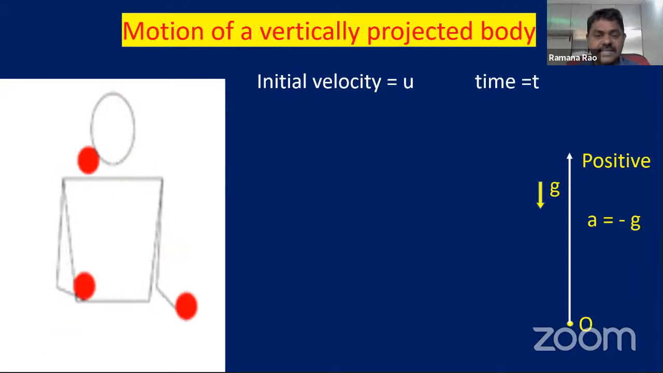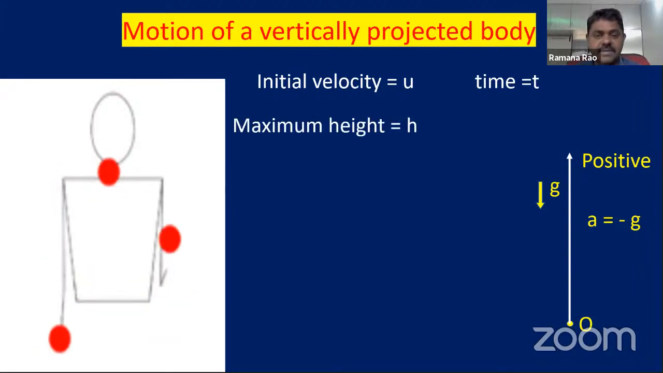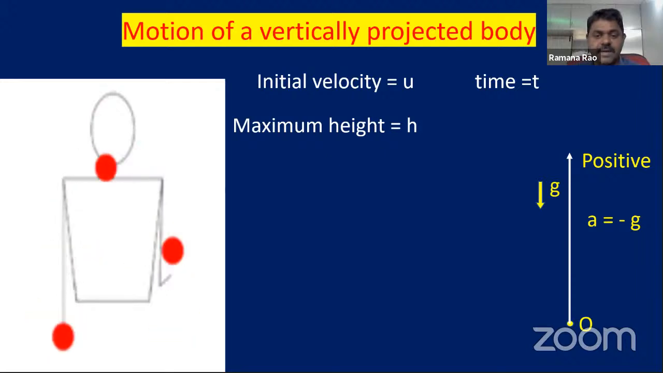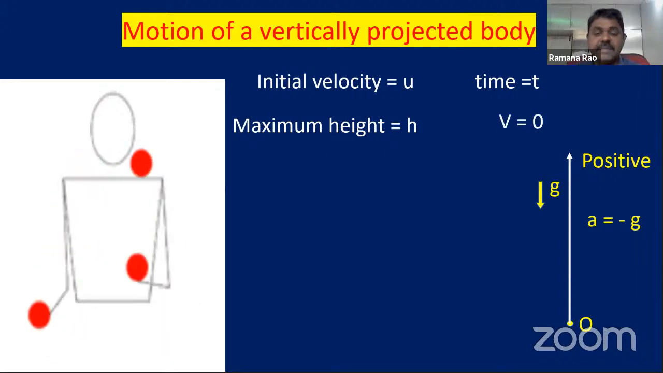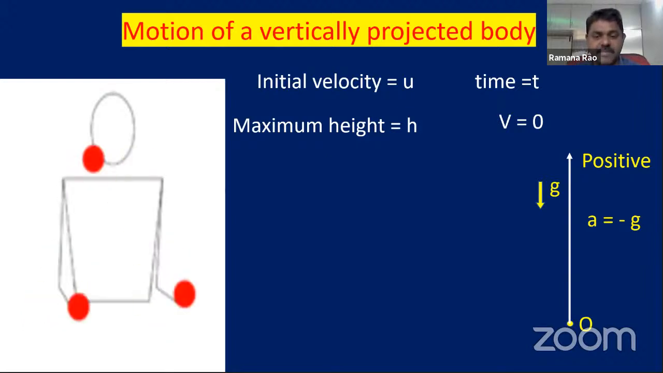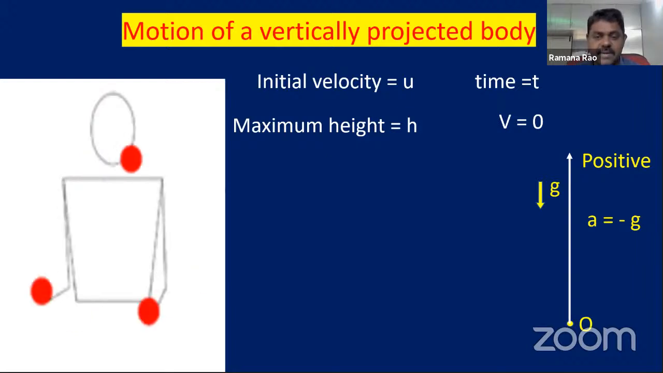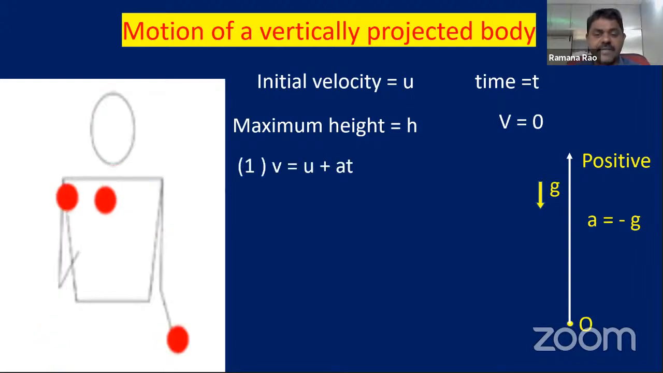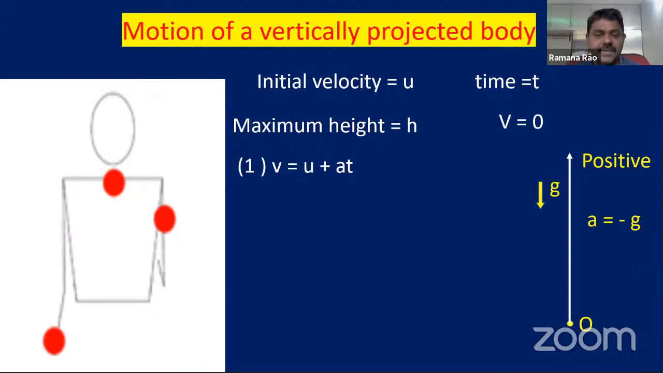And after t seconds of time, what is the maximum height reached by the object? How much height is the object going to reach? At that point, velocity is 0. Momentarily, the ball is going to stop. If you throw an object in upward direction, the body is going to stop for a moment and then again it will come down. So now let us see what the equations of motion are for vertically projected bodies.